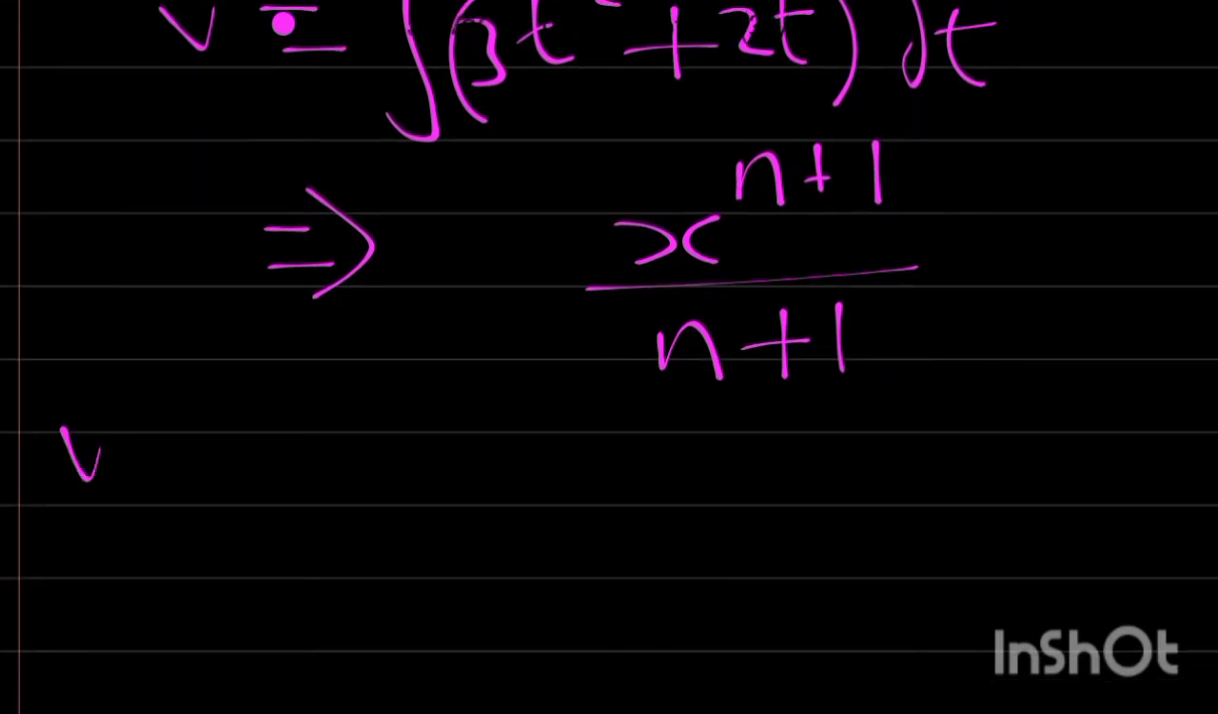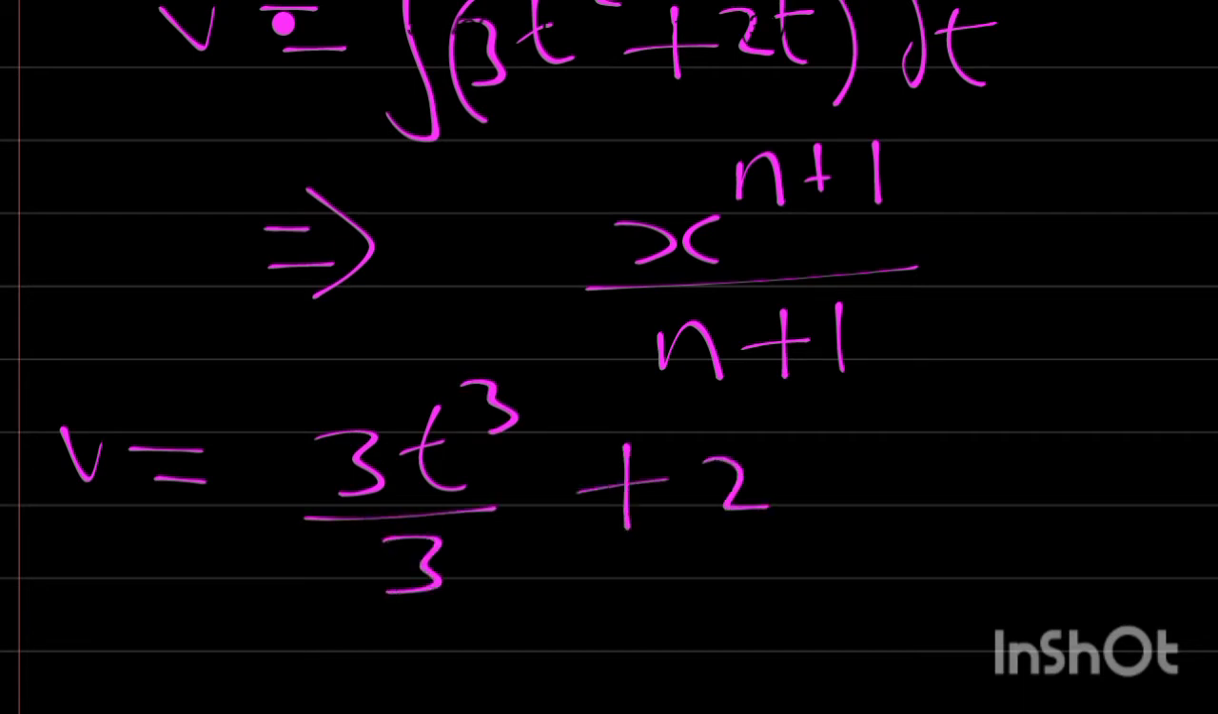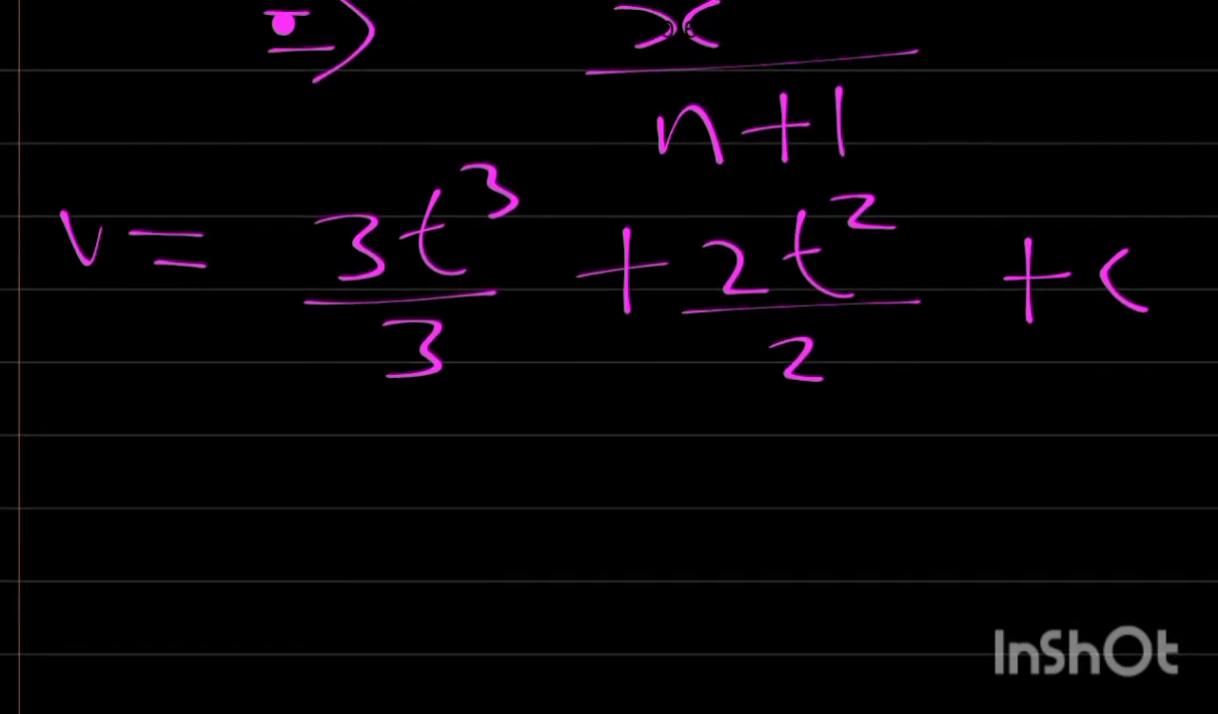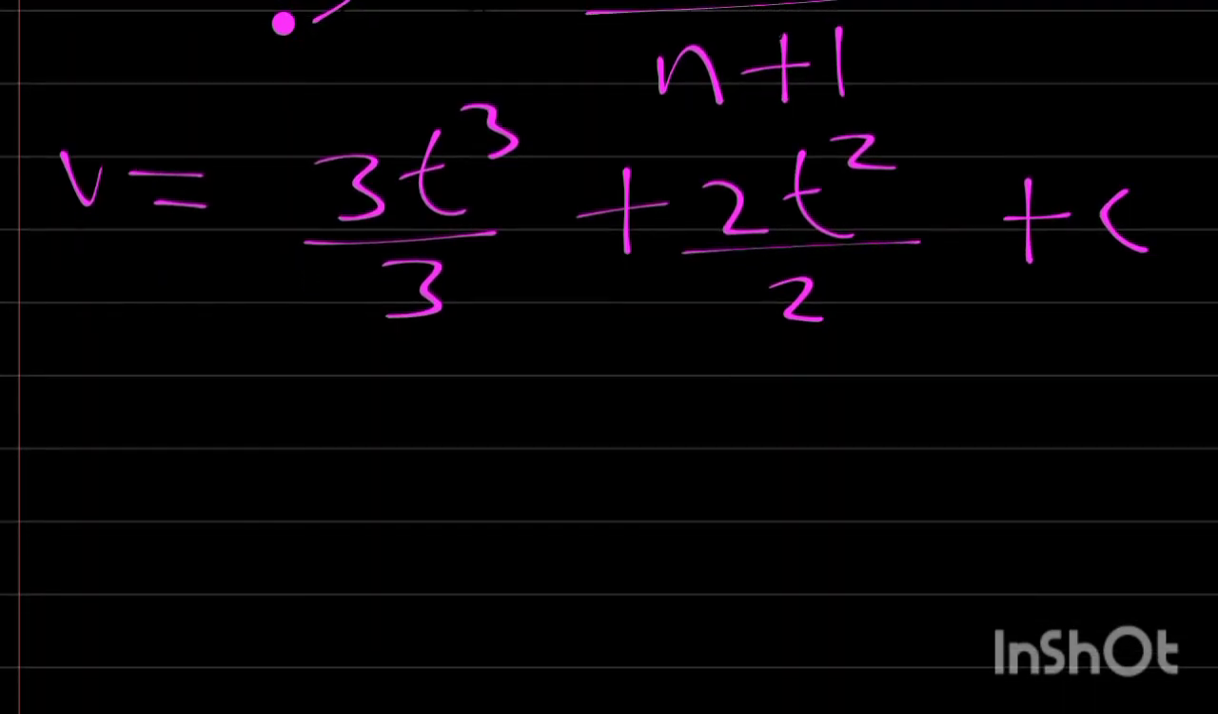Therefore, we are going to have v is equal to, the power of t is 2. Let's increase it. It's going to be t raised to power 3 divided by the new power, 3. Then plus 2t, the initial power of t is 1 there. Then increase it, it becomes 2. Divide by the new power, which is 2. Then plus c. But this is not what we are explaining today. But just know that after integration, always add plus c.